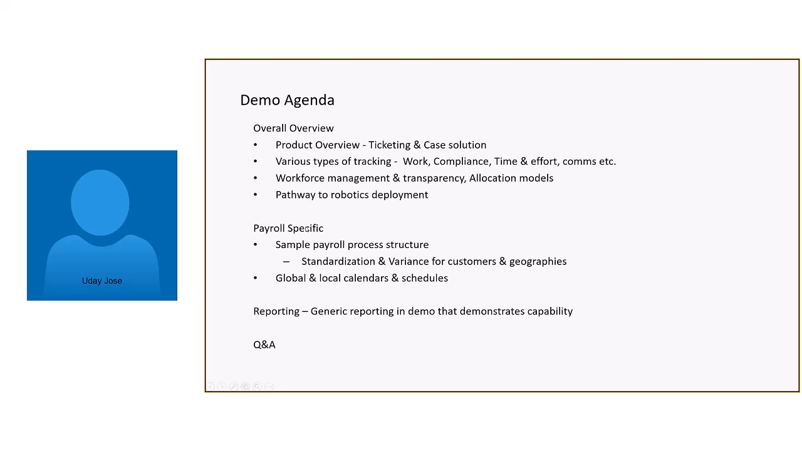Beyond that, we will switch gears a little bit and get into something more payroll specific, and see how various types of calendars and schedules can be put into the system, and how you can manage global standards and local variance when it comes to running similar things in different geographies slightly differently. Towards the end, we'll have a little bit of a look at MI and reporting. That is going to be a little more generic, but the whole idea is to give you a sense of how we capture information and can report on it, and we'll then shut down with some Q&A.